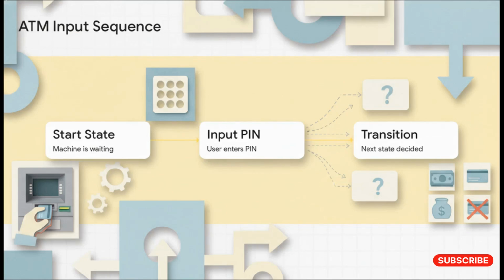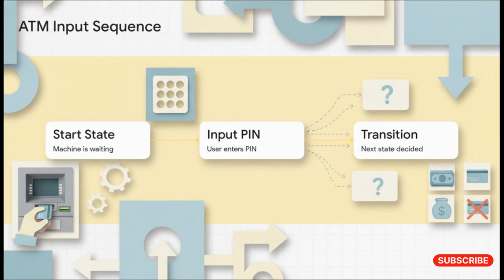Picture yourself standing at an ATM. You insert your debit card. The machine is currently resting in what we call a start state, just waiting for your next move. Step 2, you input your PIN. As soon as you hit that final number and press enter, you trigger a crucial moment. The machine must rapidly process your input and make a definitive decision. It has to transition to a new state.